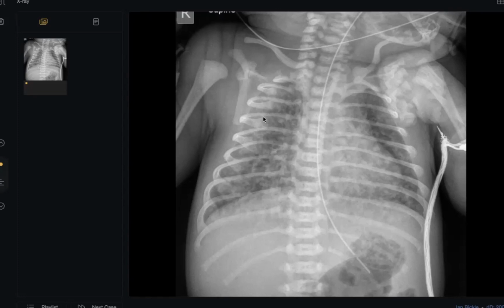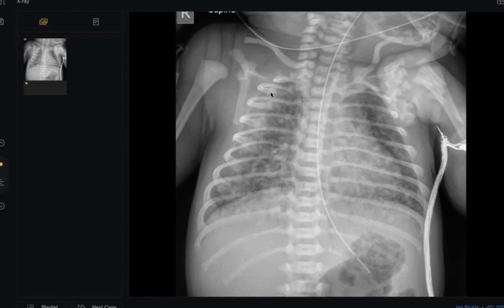My differential would be meconium aspiration, and second, congenital infection. Give me two clues. There is no reduction in lung volumes, and it is bilateral, diffusely involving both lungs with a mottled appearance. The baby is not mentioned to be preterm. So I would suggest meconium aspiration, secondly congenital infection, for clinical correlation, management and follow-up.